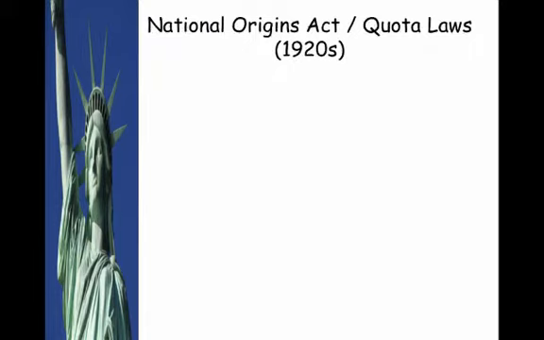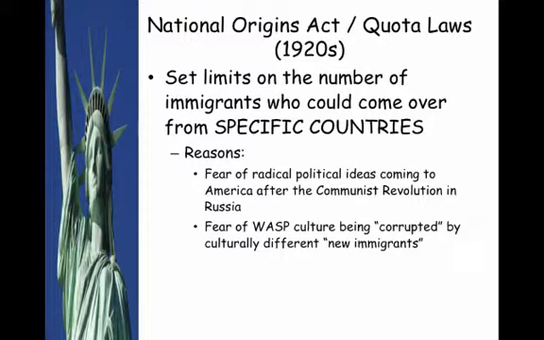Okay, here's where you should start taking some notes. Let's look at some really important laws that are going to be in place for about 50 years. The National Origins Act and the quota laws, they set limits on the number of immigrants who could come over from specific countries. So a country like China, nobody. A country like Eastern Europe, maybe 3% of the people could come, of the population that was already here.